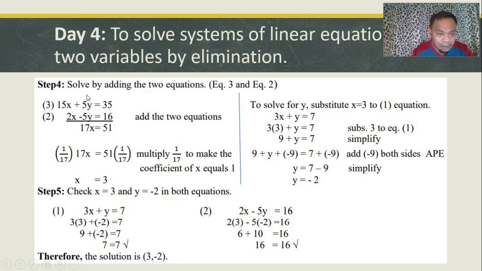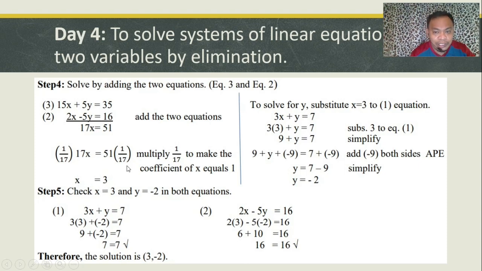So, if we add this one, ma-cancel out po natin si positive 5y at saka si negative 5y. So, therefore, 15x plus 2x is 17x. Then, 35 plus 16 is 51. Okay, then using the multiplication property of equality, multiply both sides by 1 over 17, para ma-cancel out natin si 17 dito para maiwan si x. So 17x divided by 17, result is x. Then 51 divided by 17, the result is 3. So therefore, x is equal to 3.